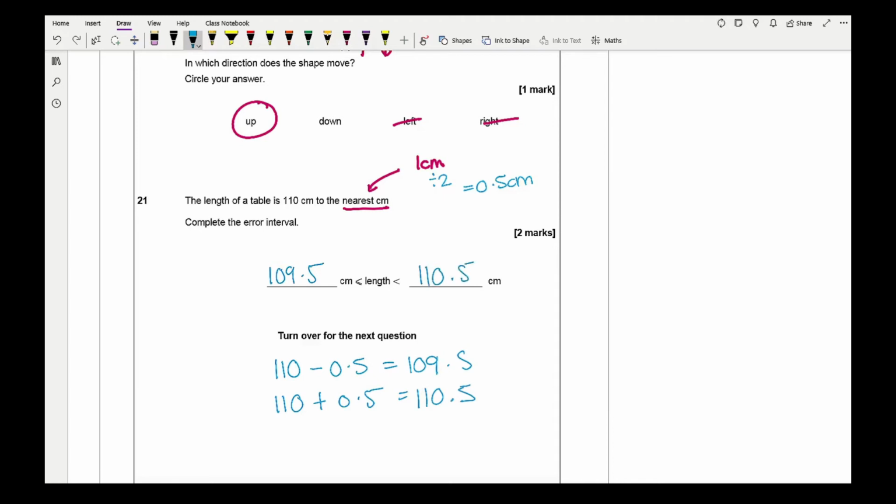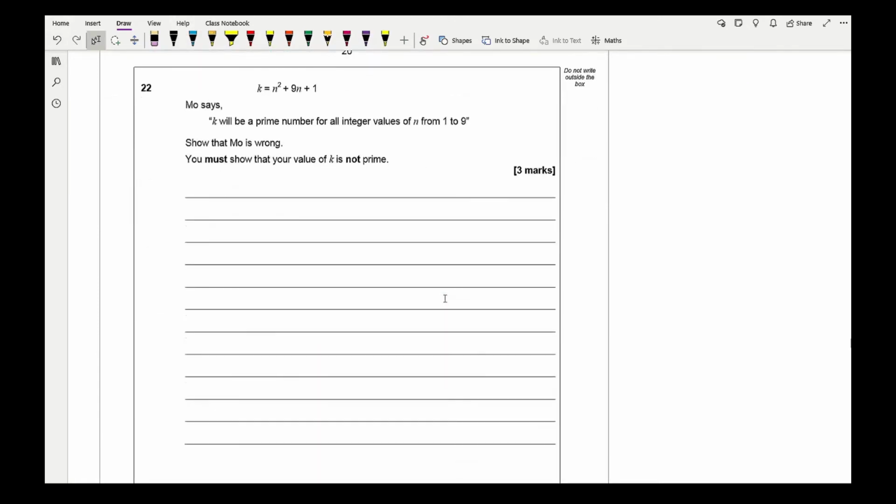So if this said, let's say, to the nearest 10 centimetres, then I would divide that by 2, which would equal 5, and then I'd do the amount plus or minus 5 centimetres. Plus for the upper limit, take away for the lower limit. Then moving on to the next question. Question 22 says we've got the formula k equals n squared plus 9n plus 1. And Mo says that k will be a prime number for all the integer values of n from 1 to 9.